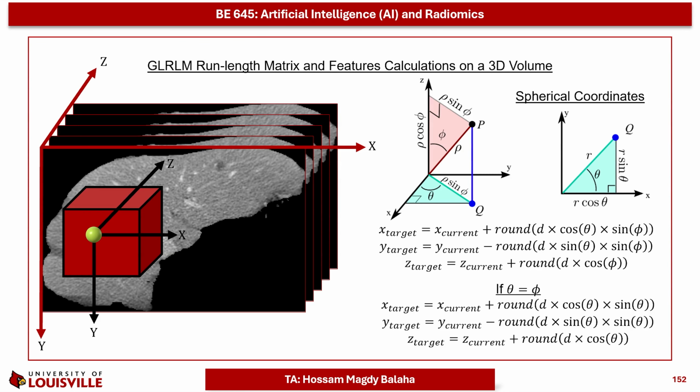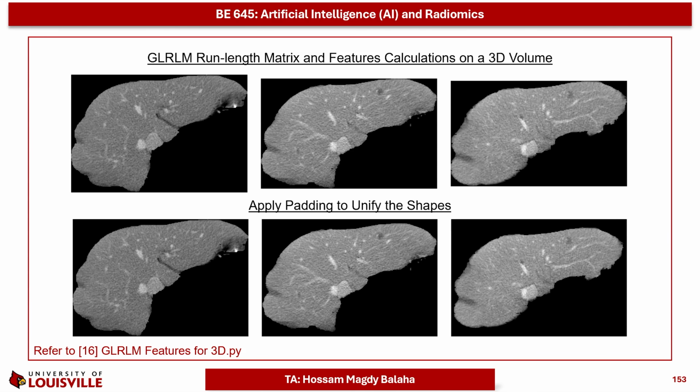So we will apply, as we did with the GLCM, the spherical coordinates to get x, y, and z, and d here will be equal to 1. And also we will take care of the padding, as we mentioned that not all of the images share the same width and height after the cropping. So we will check the maximum width and maximum height, and unify the shapes by adding padding around the image to keep it in the center.